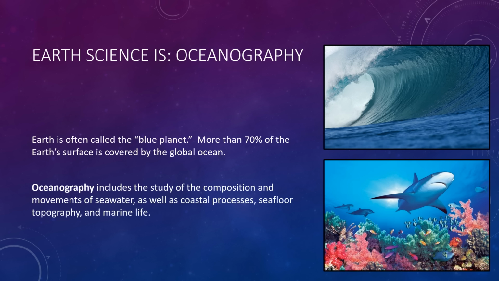So, Earth science, as we mentioned, is also oceanography. Earth is often called the blue planet, and such a term relates to the fact that more than 70% of the Earth's surface is covered by the global ocean. If we are to understand the Earth, then we must learn about its oceans in what we know as oceanography. Oceanography integrates chemistry, physics, geology, and biology all into one. So it includes the study of the composition and movements of seawater, as well as coastal processes, seafloor topography, as well as marine life. Now, a disclaimer before going into this course, we will barely touch on oceanography in our course, just as we aim to focus on other subject areas.